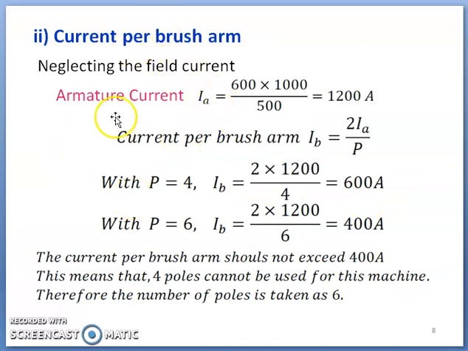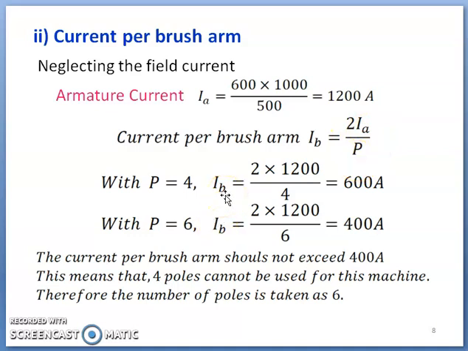The second design constraint mentioned is current per brush arc, and to calculate current per brush arc we use this equation. First we have to find out Ia equal to kilowatt divided by voltage. 600 kilowatt divided by voltage rating of machine, that is 500, hence Ia equal to 1200 amps. Then how to calculate current per brush arc? Ib is given as 2Ia by P.